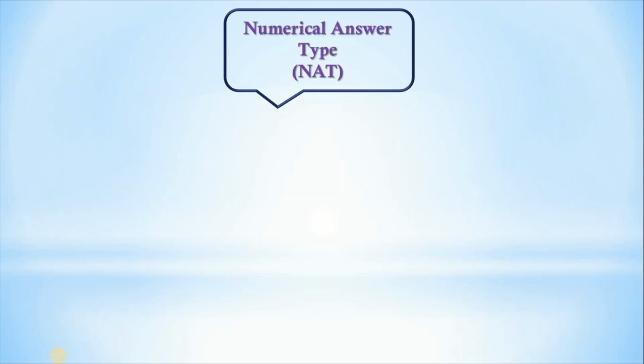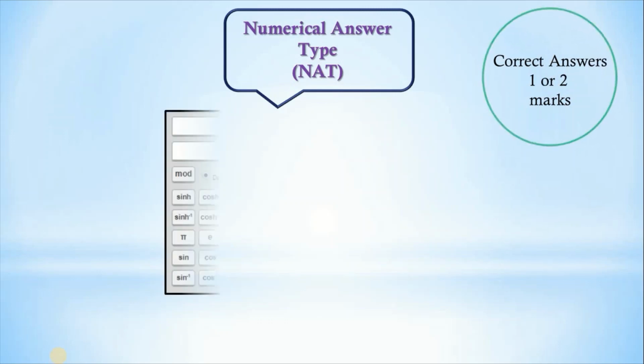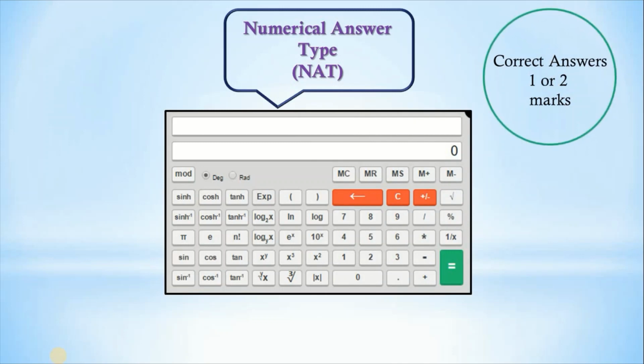Next is the numerical answer type. This is the second type of question that will appear in the GATE exam. This type of question was introduced in GATE papers from the year 2016. These questions carry 1 or 2 marks each in most of the papers and sections. For these, the answer is a signed real number, which needs to be entered by the candidate using the virtual numerical keypad on the monitor.